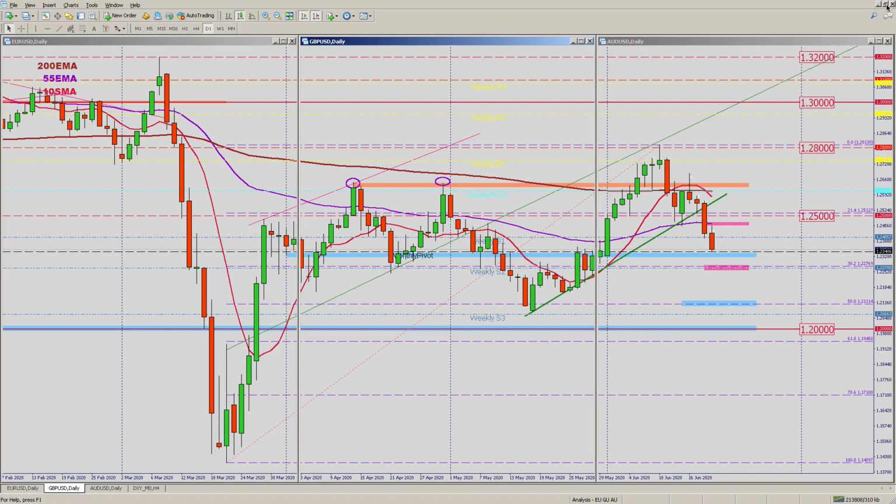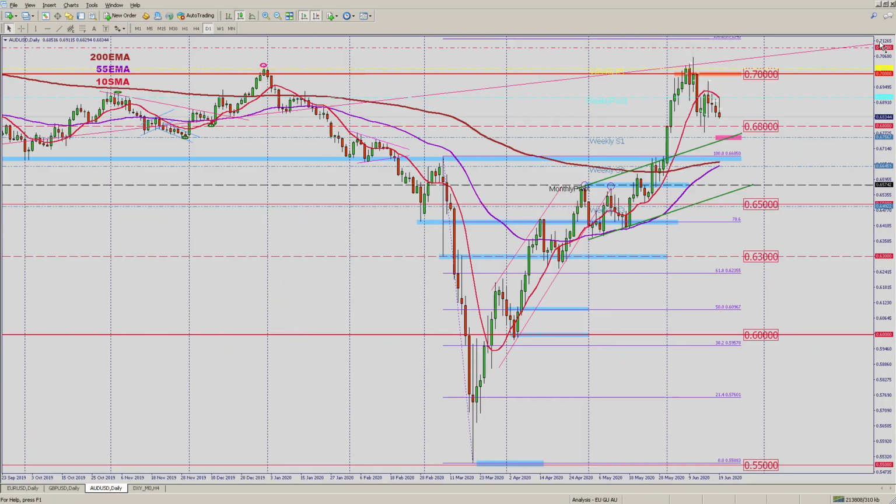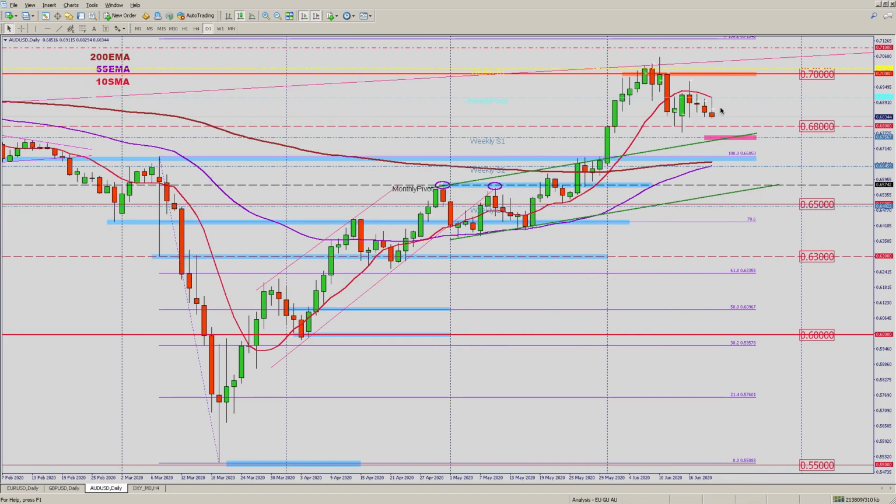Let's take a look at the Aussie dollar. And the Aussie has not fallen as much as the other two major pairs, but it's trying to head towards the 68 level and the retest of the bullish channel that it broke out from. They have highlighted here, which aligned with last week's weekly S1 pivot. So that's around the 0.6760 area.